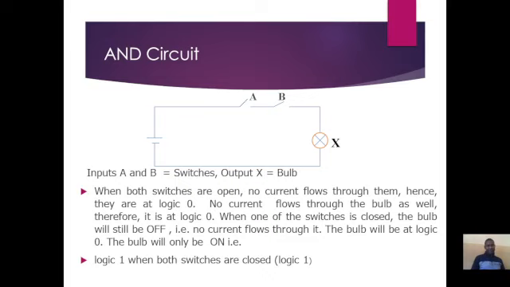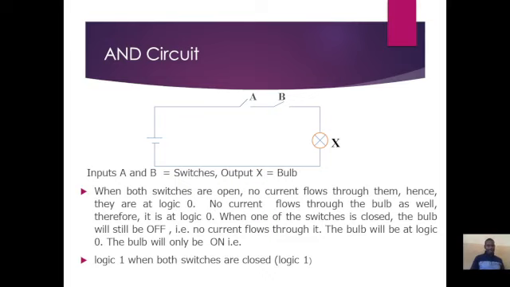No current flows through the bulb as well. Therefore, it is at 0 as well. So when one of the switches is closed, the bulb will still be off because the circuit is not complete. You see that? That is where, if one is 0, the other one is 1, the output will still be 0. So for the circuit to be complete, so for the bulb to turn on, both A and B must be closed, meaning both A and B will be at 1. Then the bulb will turn on.